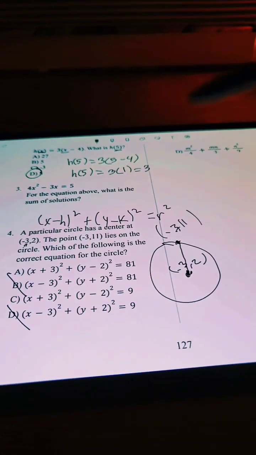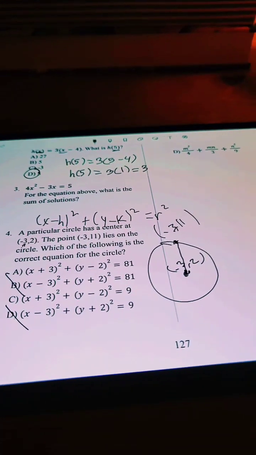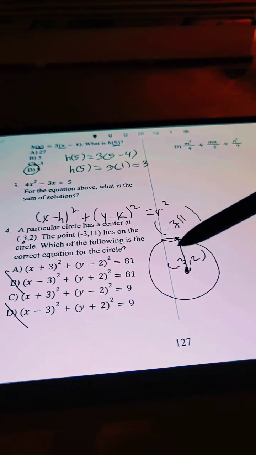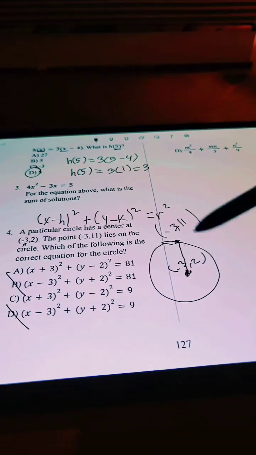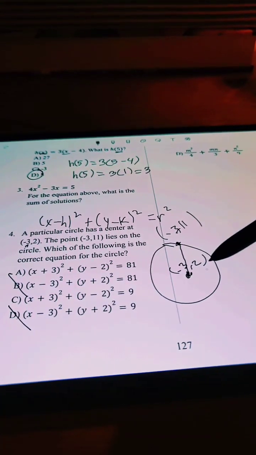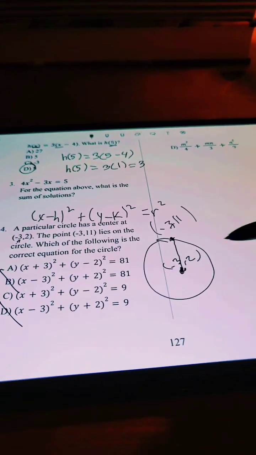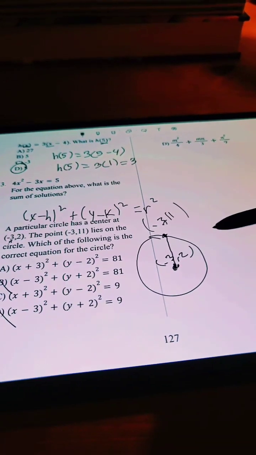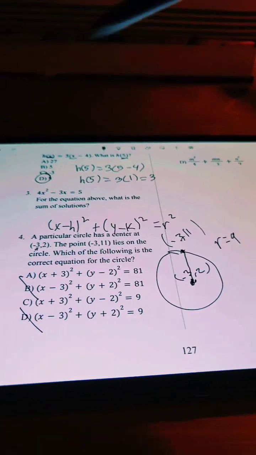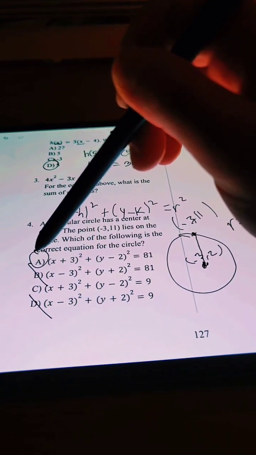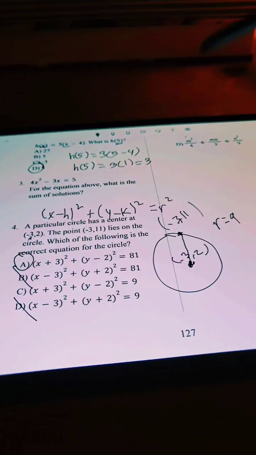And you don't even have to do the distance formula or anything because it's just going straight up, because they both have the same x value. So you just have to figure out the distance between the y values, the 2 and the 11. So the distance between those would just be 9. So the radius is equal to 9, and you want the radius squared, so it has to equal 81. So it would have to be A.